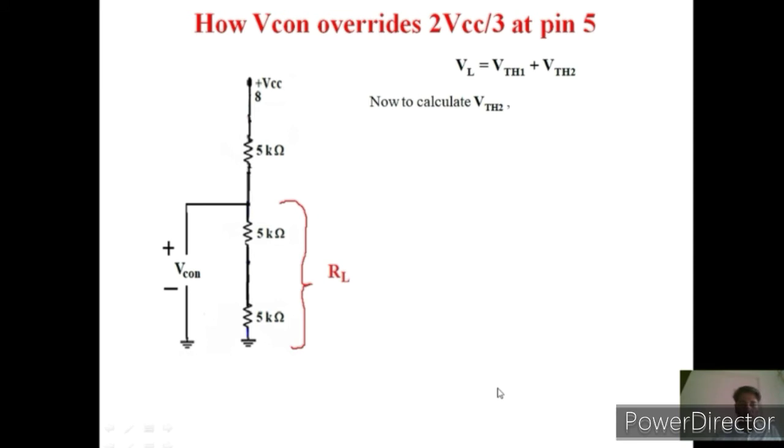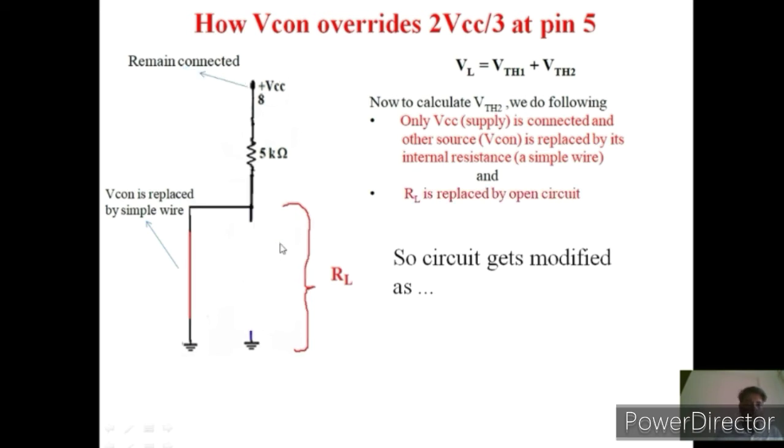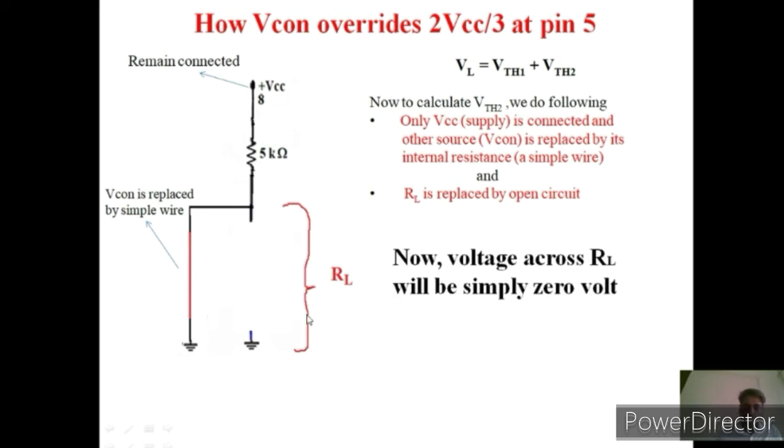Now let us try to calculate VTH2 in the similar manner. So to calculate VTH2, VCC should remain connected into the circuit and V control should be replaced by a simple wire. So V control is now replaced by a simple wire and then we have to remove RL. Okay, now voltage between this point and this point will be simply the voltage across this wire. Now when you measure the voltage across a simple straight wire, it will be 0 volt. It is because voltage will be I into R, so R of this wire will be 0 or very small, so it is as good as 0. So VTH2 will be 0 volt.